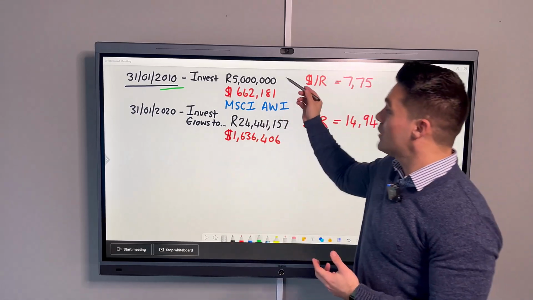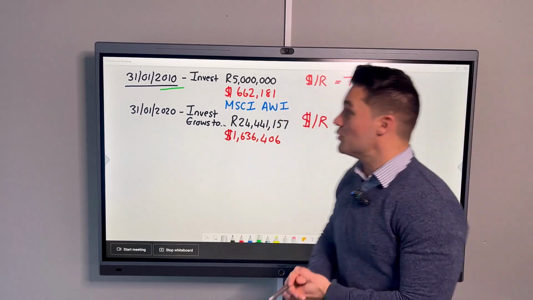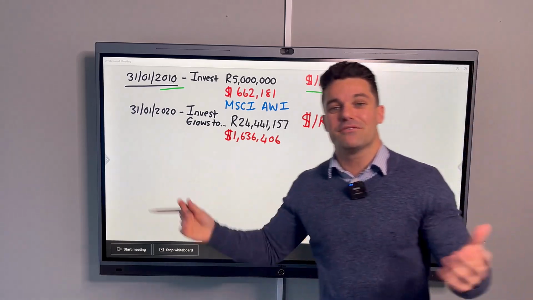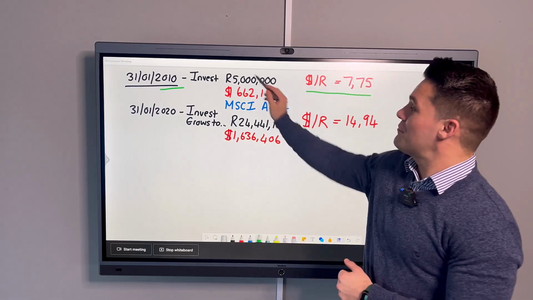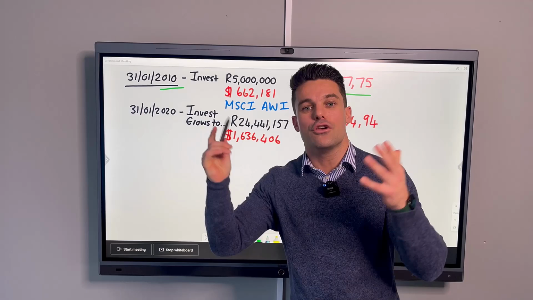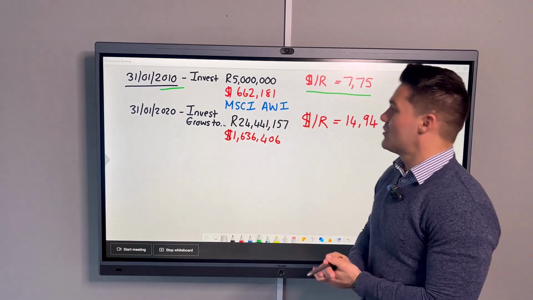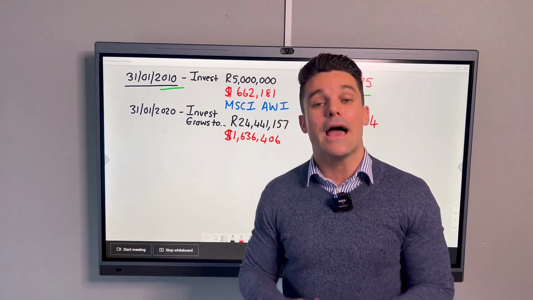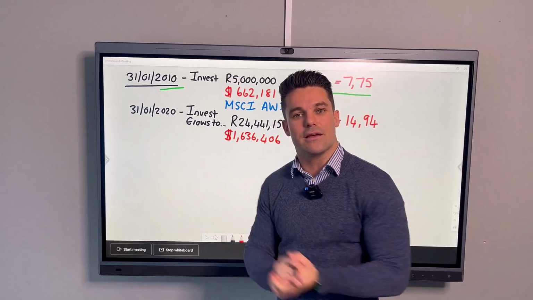was denominated in dollars. Now, at that point in time, in 2010, must have been lovely, the rand to dollar exchange rate was 7.75. That means that their 5 million would have bought them 662,000 US dollars. And let's assume for this example, they went into the MSCI All World Index. We'll assume they went passive, and we'll also ignore fees for this particular illustration.